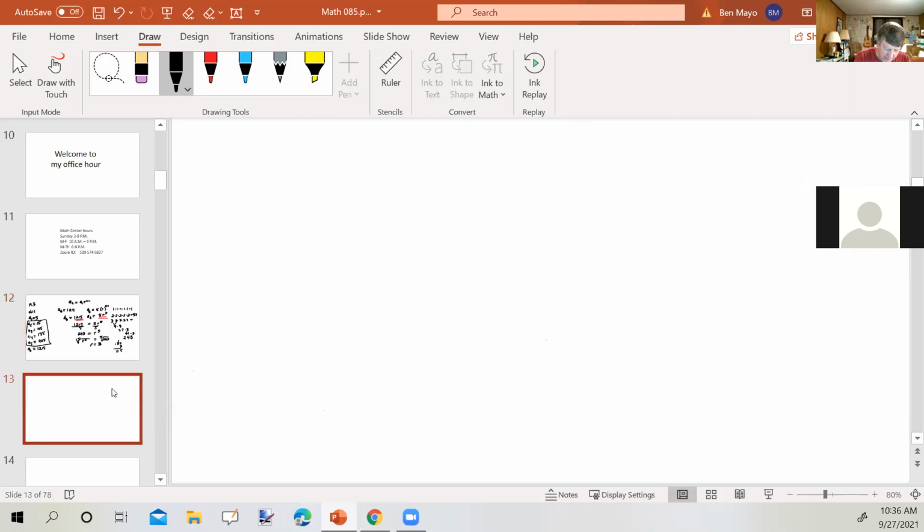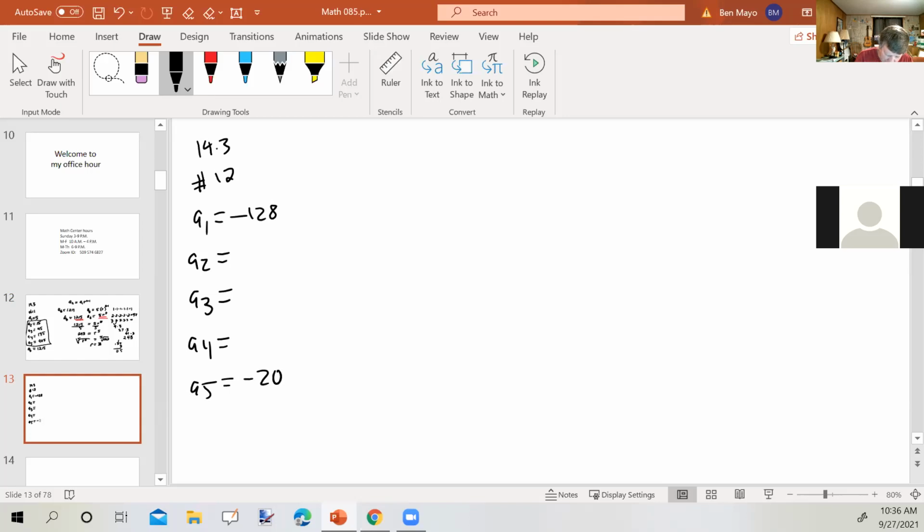Okay. Let's take a look at 14.3, number 12. It says, insert 3 geometric means, 2 positive and 1 negative, between negative 128 and negative 2048. So a sub 1 is negative 128. We're going to insert 3 geometric means: a sub 2, a sub 3, a sub 4, and then our last number, a sub 5, is negative 2048.